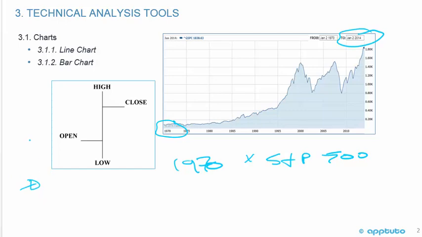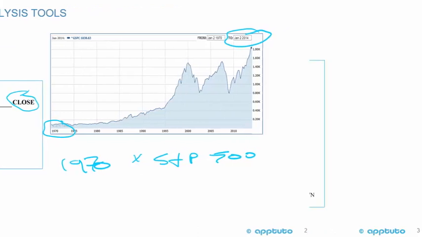The second type of chart is the bar chart. On the bar chart, there are four points of information that are given: the opening price, the high, the low, and the close. In this case, you can see the closing price was higher than the open price.